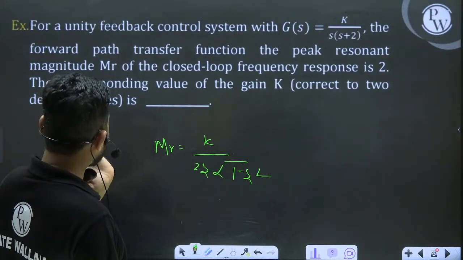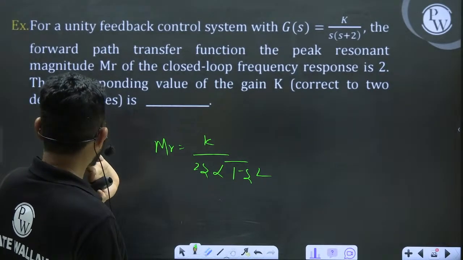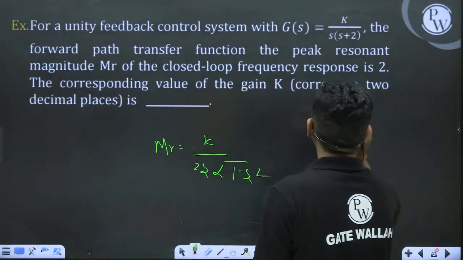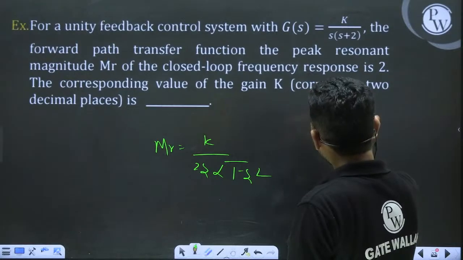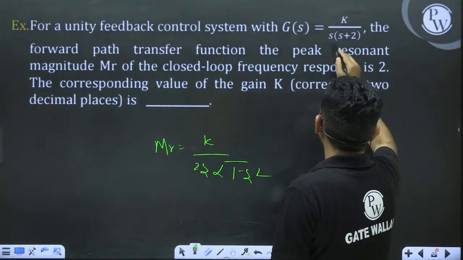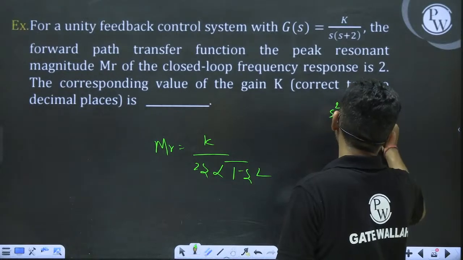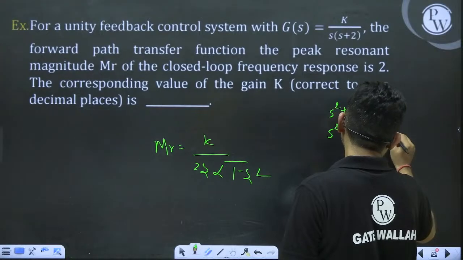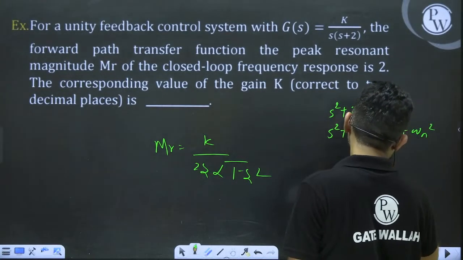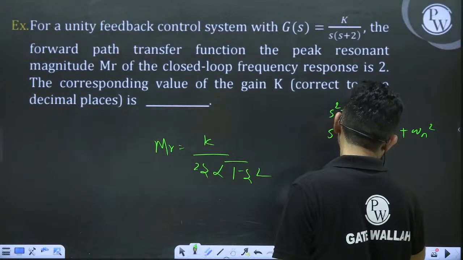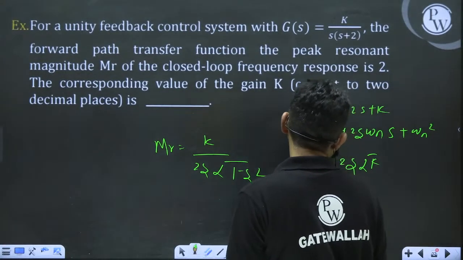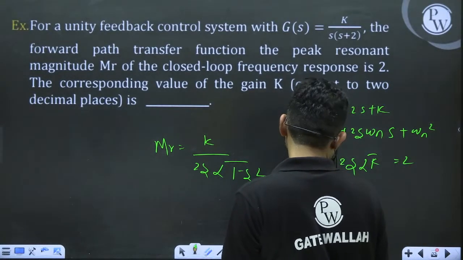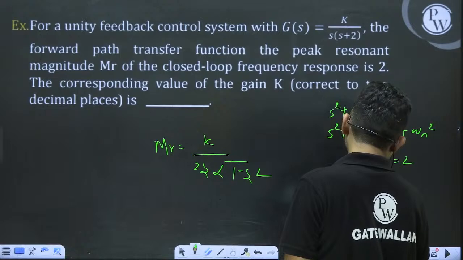For a unity feedback control system, G(s) is this. This is the forward path transfer function. So 2s square plus 2s plus k can be compared with s square plus 2 zeta omega n s plus omega n square. So this means that 2 zeta root k is 2. So what is zeta? Zeta is 1 by root k.